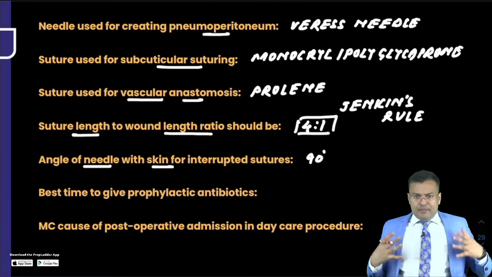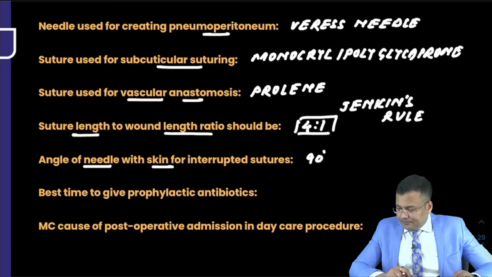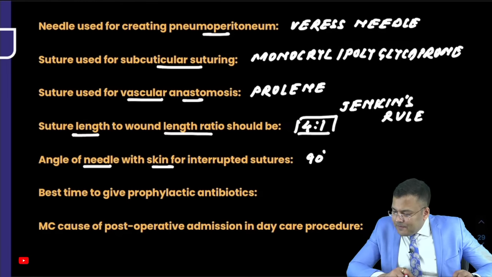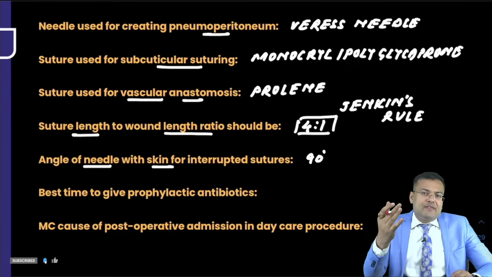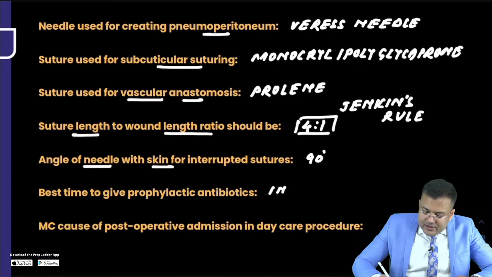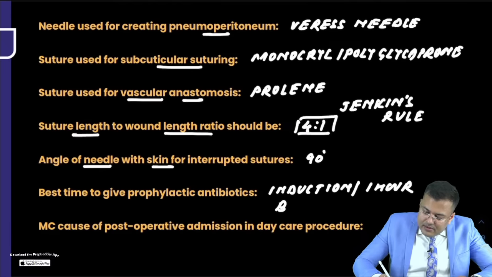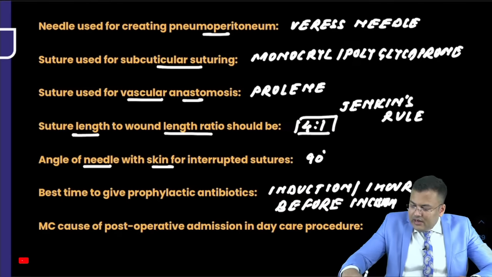Next, best time to give prophylactic antibiotics during surgery. Sarvesh Dubey, either at induction of anesthesia or at least 1 hour before incision. So at the time of induction or 1 hour before surgery or incision. Before incision. Clear? There is a new question.